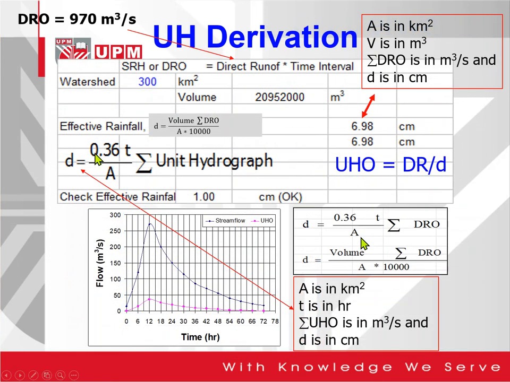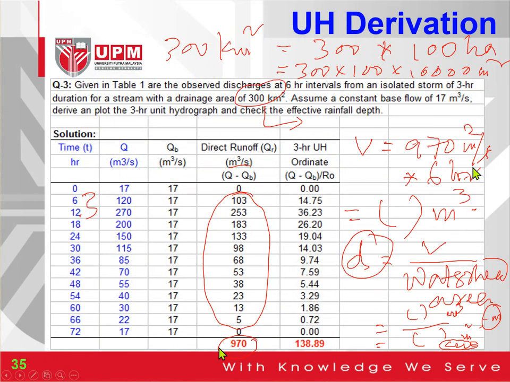if you use this formula, this is 0.36. Where does 0.36 come from? Because 1 hour equals 3600 seconds. So this is 0.36. It is a conversion factor. So in that case, 0.36, and T is in hours. A is the watershed area, 300. And the summation of unit hydrograph is this one. It can be the summation of direct runoff or the summation of unit hydrograph.